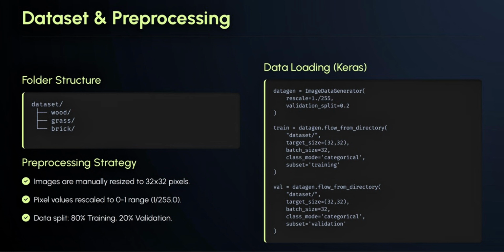On the right is the Keras data loading code. The image data generator handles both rescaling and splitting using validation split equal to 0.2. The flow from directory function reads images directly from the folder structure. The key point is that both training and validation generators use the same folder, but differentiate using subset equal to training and subset equal to validation. This is a simple and reliable way to manage small image datasets.